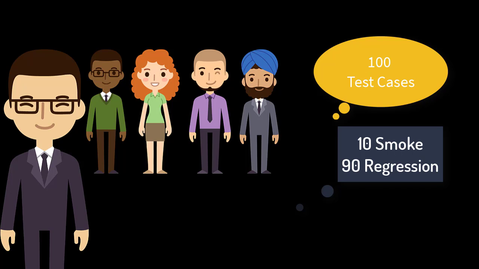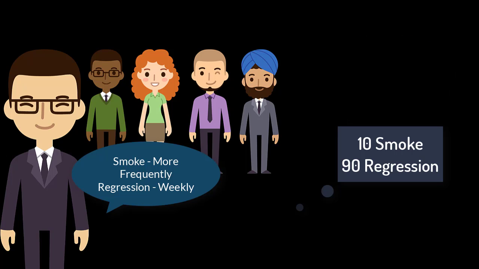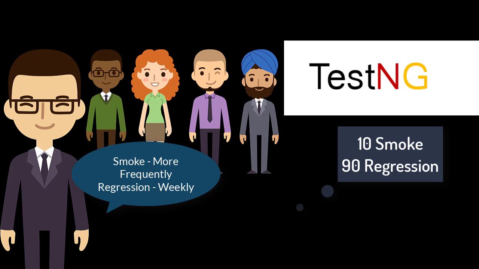So that means you're running the smoke tests for each build and regression tests only weekly. The reason behind it can be that the regression tests will take a very long time to run. So how will you classify your tests into smoke and regression tests without spending hours of coding and classifying them? The answer is TestNG. TestNG uses annotations.